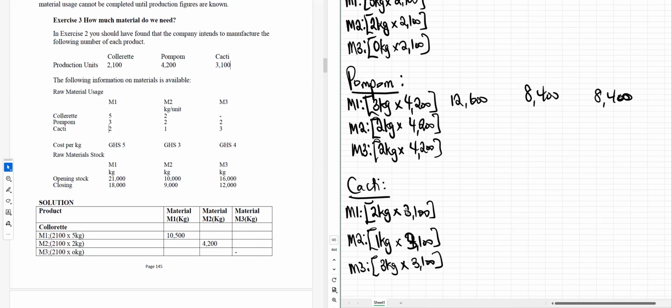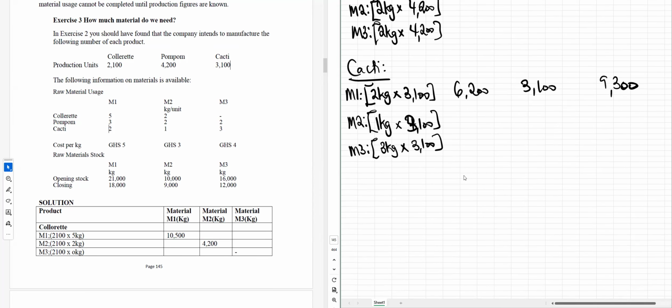Okay. So that gives us 6,200, 3,100, 9,300, right? So that was our raw material usage. Are we okay? So that's the total raw material used.